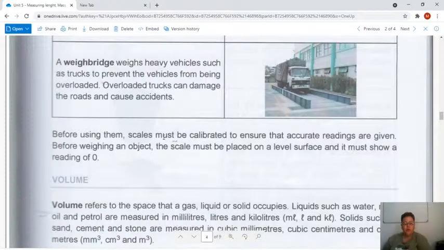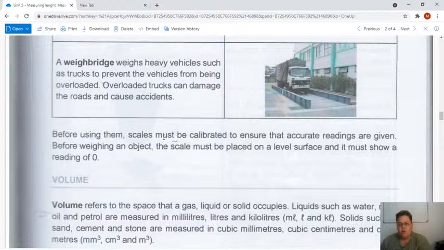Okay, before using them, scales must be calibrated to ensure that accurate readings are given. Before weighing an object, the scale must be placed on a level surface and it must show a reading of 0. Why is it important for a scale to be calibrated? Firstly, you do not want to charge your customers wrongly or inaccurately. And secondly, you as the customer, you don't want to pay extra for the items that you are buying.